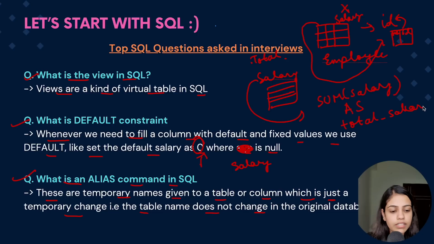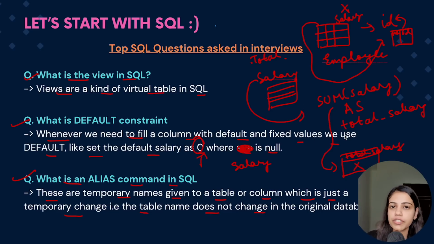If I use this in my final result, I'll get only one table with only one column, that is total salary, and it will have the total salary which I have calculated from here, consider X. So this is just an alternate name. There are no changes to the database, no changes to the table name. It's just an alternate name, you can say a temporary name, which we give for any calculation we provide in any of our columns or set of columns.